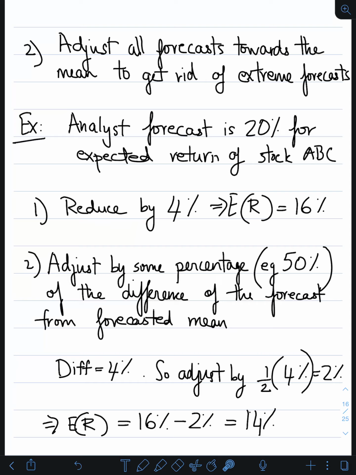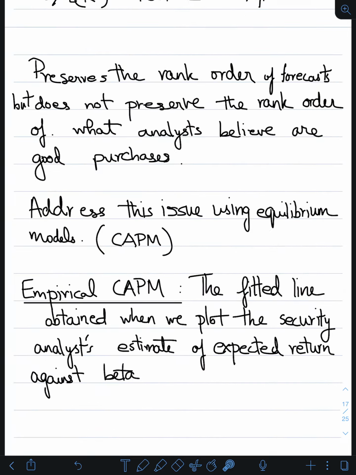Okay, and then our second step was to adjust all the forecasts towards the mean. We'd adjust this new number by some percentage, let's say 50% of the difference between the forecast and the forecasted mean. Our difference was 4%, so we'd adjust this estimate by 50% of that 4%, which is half, so 2%. We take that 16% that we got from reducing by 4, and we're doing an extra correction to move it towards the mean. Once we have that 16, we subtract away the 2%. Now our estimate of expected return for this asset is 14%, and we'll use that in our models.